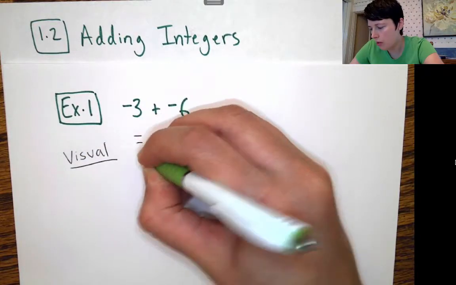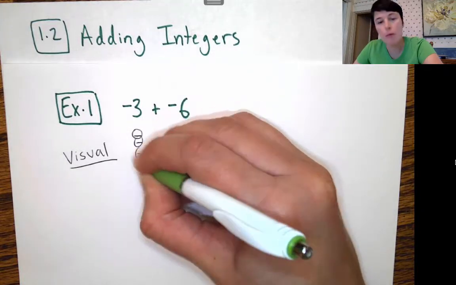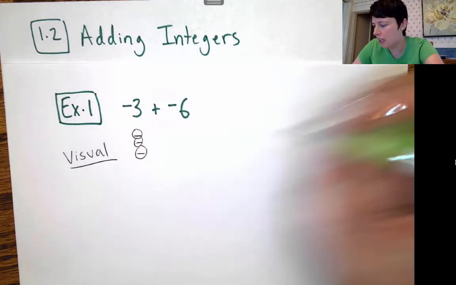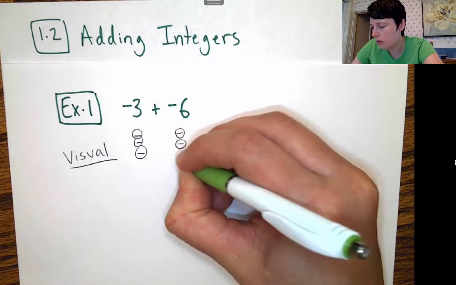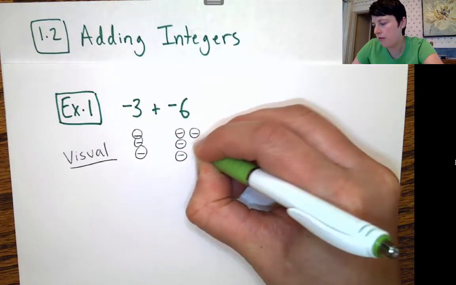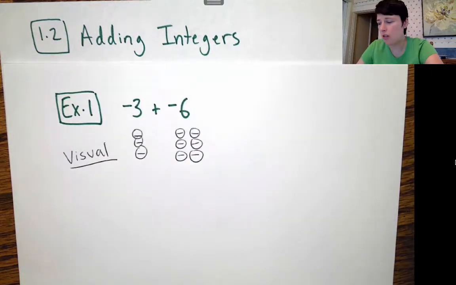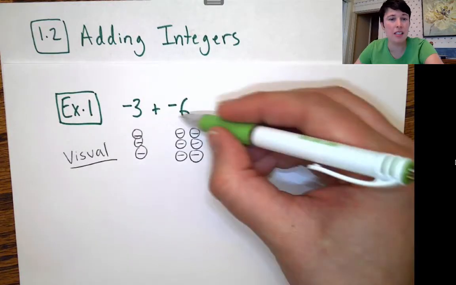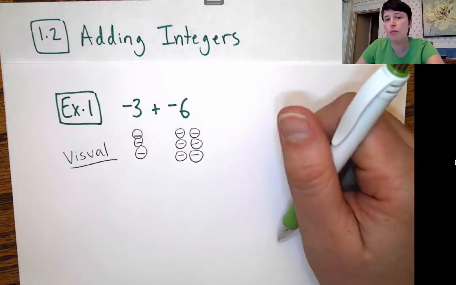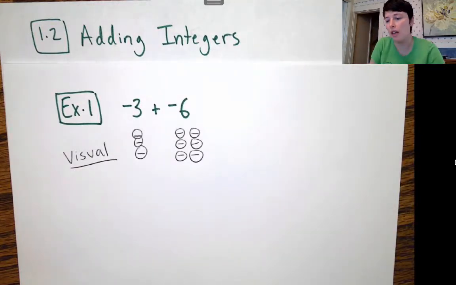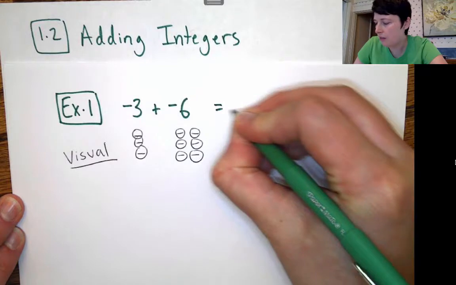1, 2, 3. Here's 3 of them. And we're going to add them on to 6 more negatives. 1, 2, 3, 4, 5, 6. So really, when you look at the picture, you're like, oh, okay, well then all together I see 9 negatives, I guess. There's no 0 pairs. Nothing's going to go away. So my answer is -9.